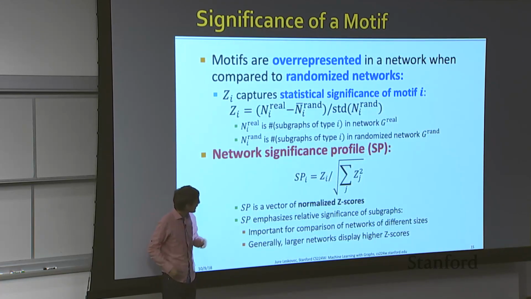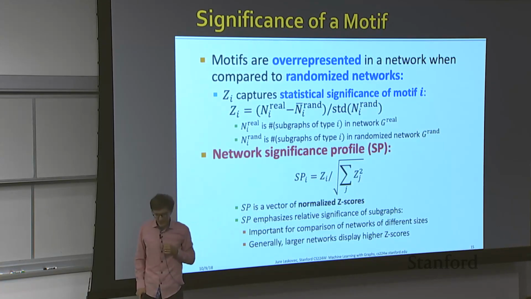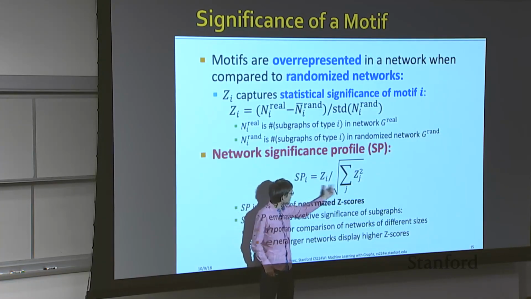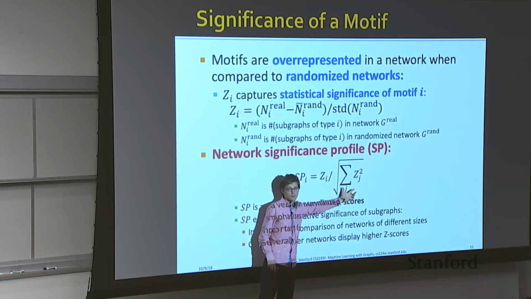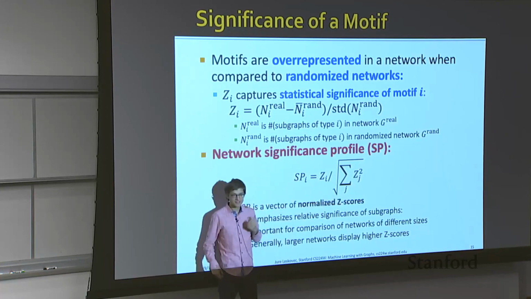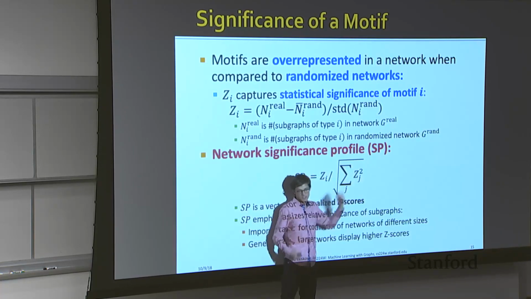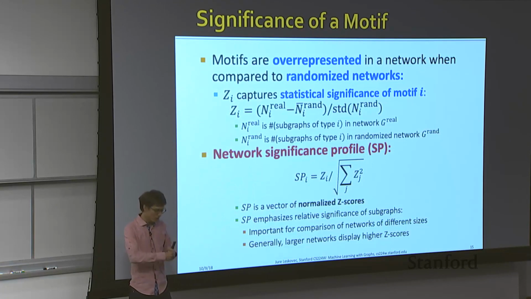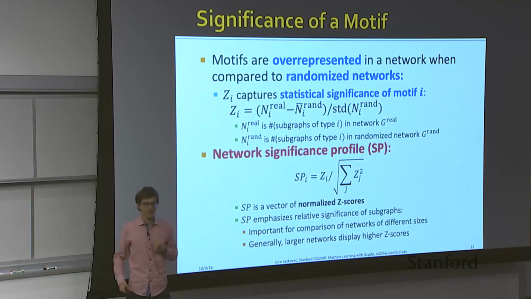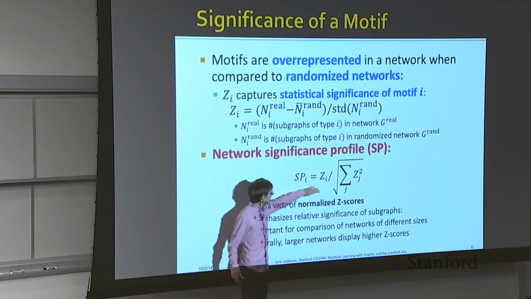And then the way they define the network significance profile, I think this was first done by biologists, because they take these z-scores and normalize them so that they have length 1, which is a bit funny, but you know, they are who they are. So essentially, you take these z-scores and normalize them such that the sum of the squares of the z-scores equals 1, so that the Euclidean length of this significance profile vector equals 1. That's essentially what this normalization does. And this is it.